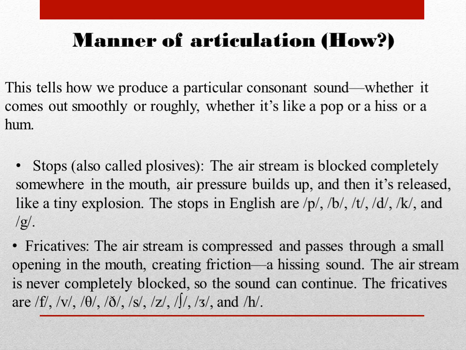The first category is stops. They are also called plosives. How these are produced is that the airstream is blocked completely somewhere in the mouth. Air pressure builds up and then it's released like a tiny explosion. The stops, or plosives, in English are p, b, t, d, k, and g. When you're pronouncing these sounds, the airstream is completely blocked and then suddenly released, as in p and b. There's a complete closure and a sudden release. That's why they are called plosives or stops.